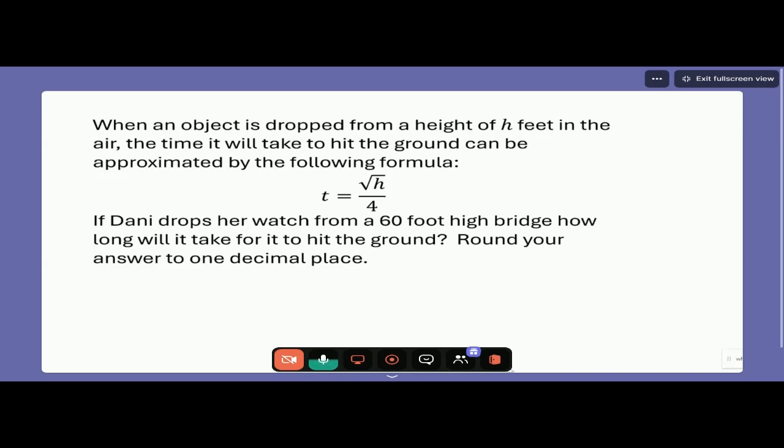If any of you are going on to physics, you will actually be able to work questions like this out using the more precise formulas. What this is, is a very close approximation, just simplifying those more complex formulas. If you happen to measure h in feet, this gives you a real close idea of how long an object would take to hit the ground. So if Danny drops her watch from a 60-foot high bridge, how long will it take for it to hit the ground? Round your answer to one decimal place.